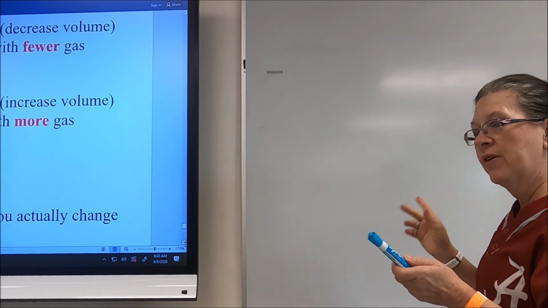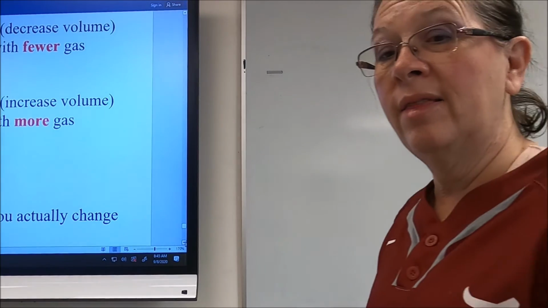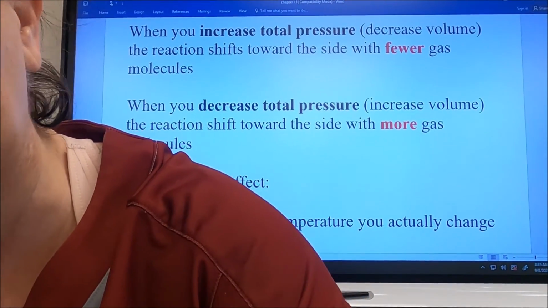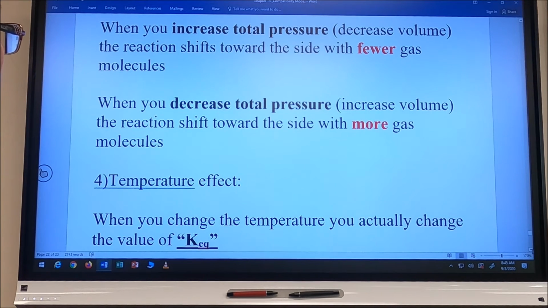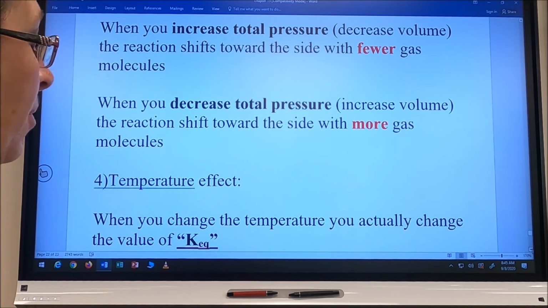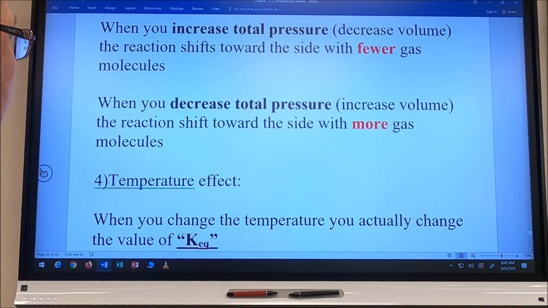Let's see. If the number of gas molecules is the same on both sides, then increasing or decreasing the volume isn't going to have any effect on the equilibrium. Okay? The other thing to remember is that if you add in an inert gas, one like argon or neon, something that's not going to be reactive and not participate in the reaction, it's not going to affect the equilibrium either. If you add in a solid, remember they don't appear in the equilibrium expression, so they're not going to affect anything.